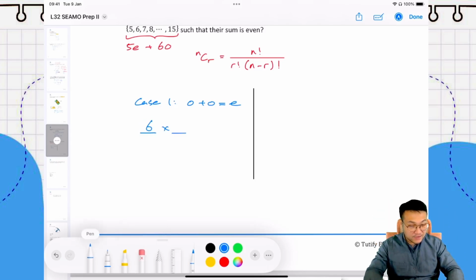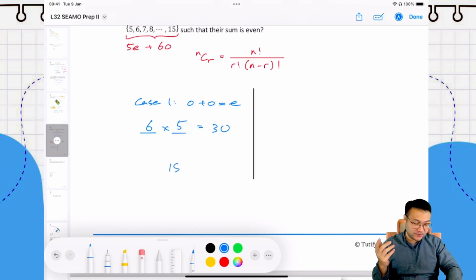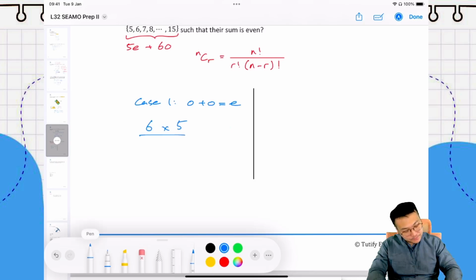And then, after I selected the very first odd number, I'm going to have 5 left. That means I have 5 options left to choose from. Then I will have 30 ways to do it. Uh-oh. That's wrong. We all know the answer is supposed to be 15. So what must we do? We have to divide it by 2. Now we'll get the correct answer.